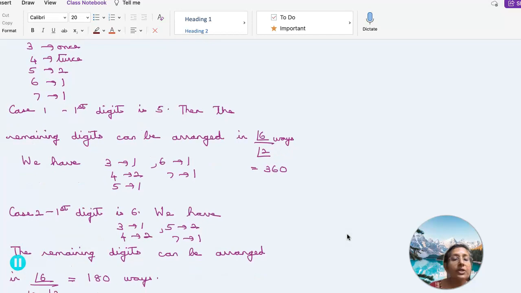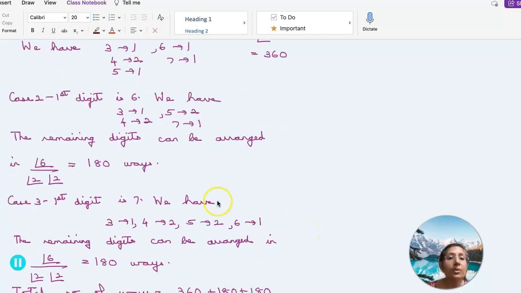Now if we have the first digit as 6, then we have 3 once, 5 twice, 4 twice and 7 once. So the remaining digits can be arranged in 6 factorial by 2 factorial into 2 factorial, that is 180 ways. Because we have a property that if a digit occurs 2 times or 3 times, we divide by that factorial. And this can be seen in one of my earlier classes in this course on permutations.